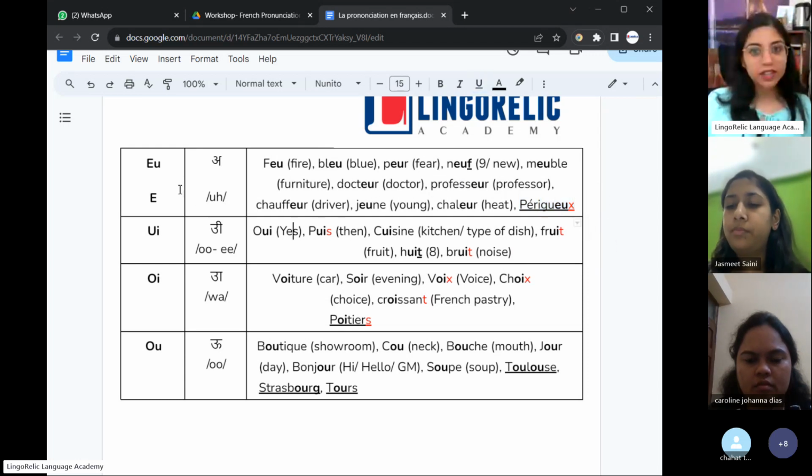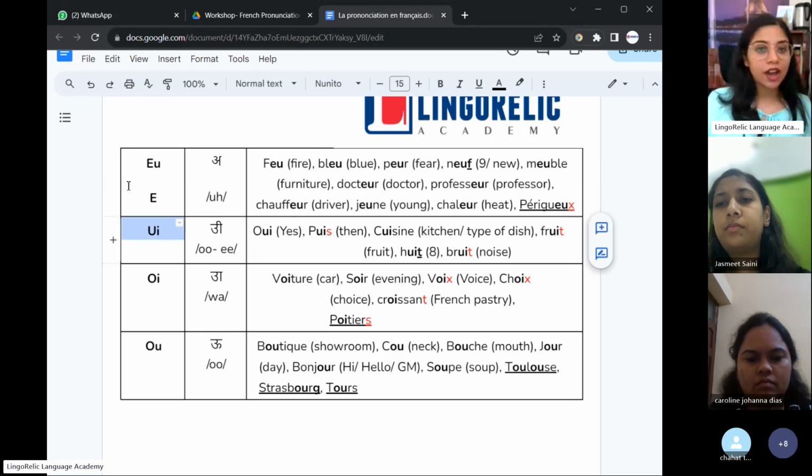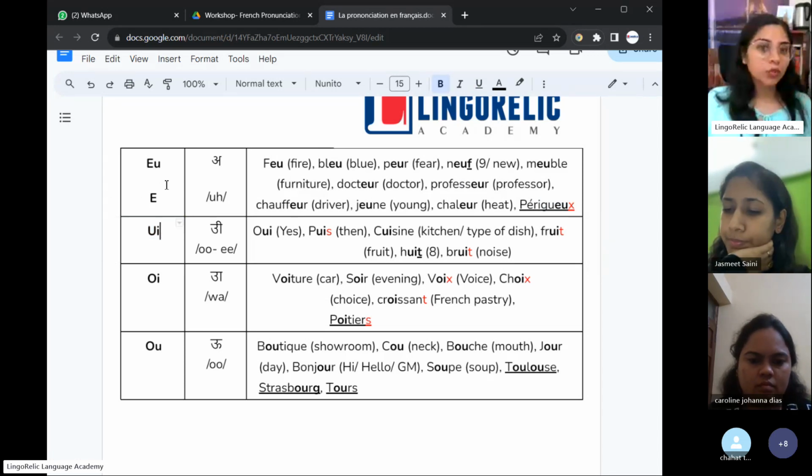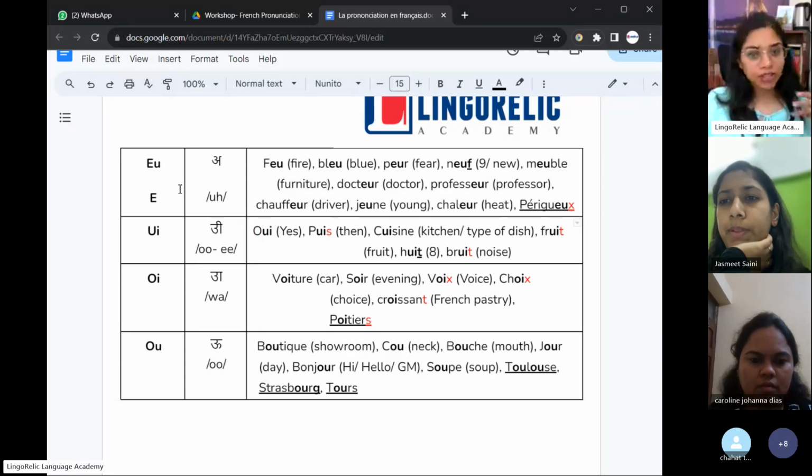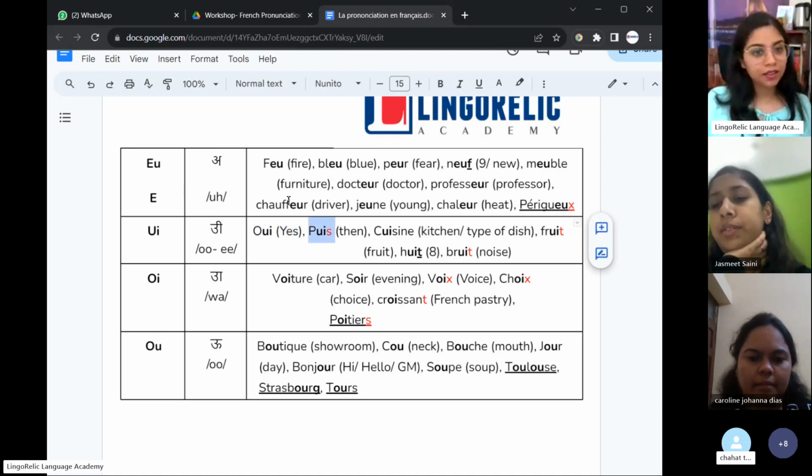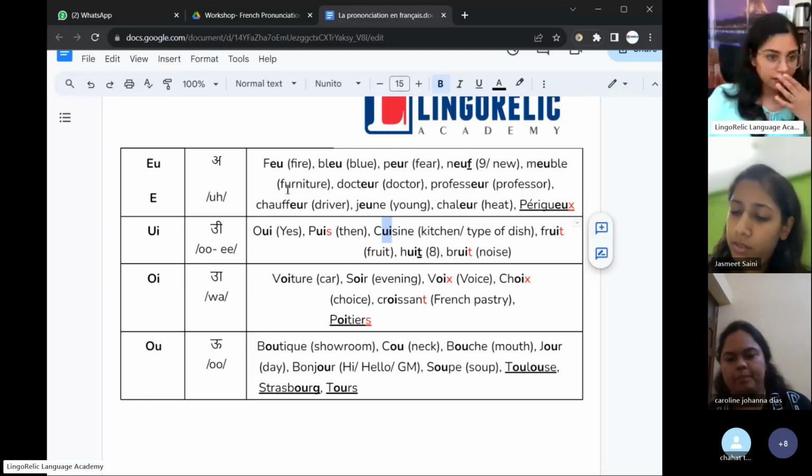Okay. All right. You have the UI sound, that of we. Oui is pronounced we. U is u and UI is we. So it becomes like a combination. It becomes we, which is yes. Then qu'est-ce que c'est? Puis. The S is silent and it means then. Okay. Then qu'est-ce que c'est? Cuisine. Cuisine. So here it is cuisine, not the way you might expect.